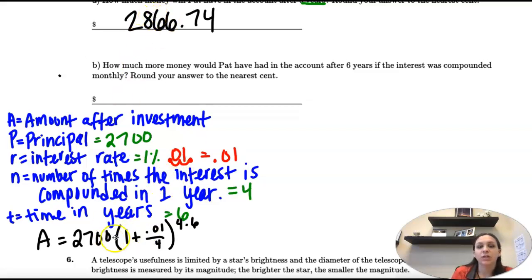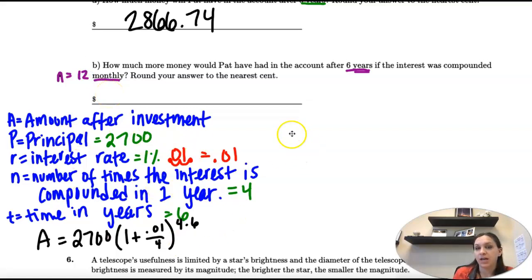So after 6 years with a 1% interest, that's a very low interest, they made $166.74. Alright. How much more money would Pat have had in the account after 6 years, so we're still doing 6 years, if the interest was compounded monthly? So how many months are in a year? Because n is the number of times the interest is compounded in 1 year. So if it's monthly, that means the n equals 12.